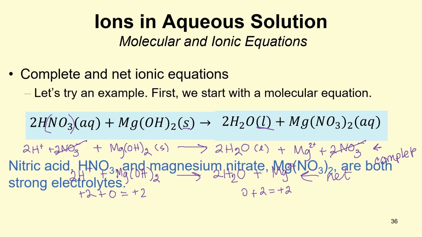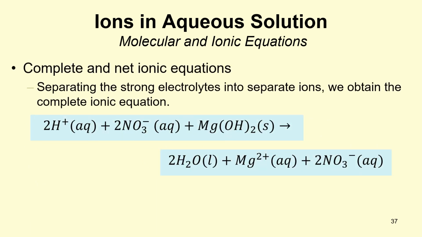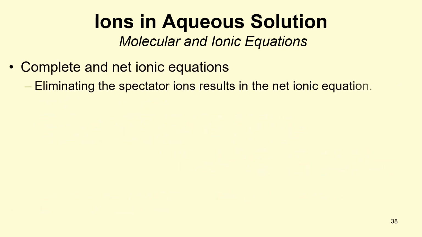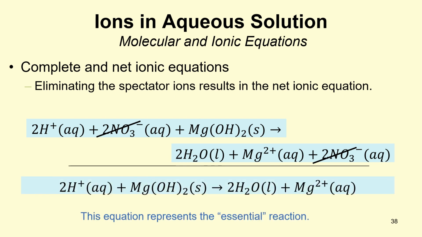I hope you can see that. So nitric acid and magnesium nitrate are both considered strong electrolytes, so they get broken apart. So I've kind of just gone through it. Let's see what happens there. So if we break them apart into all the ions that can be, liquids and solids stay together. Nitrates are the spectator ions because they show up identical to each other on both sides, so they can be canceled. And then finally, we eliminate those, and we get the net ionic equation, which is also the essential reaction.